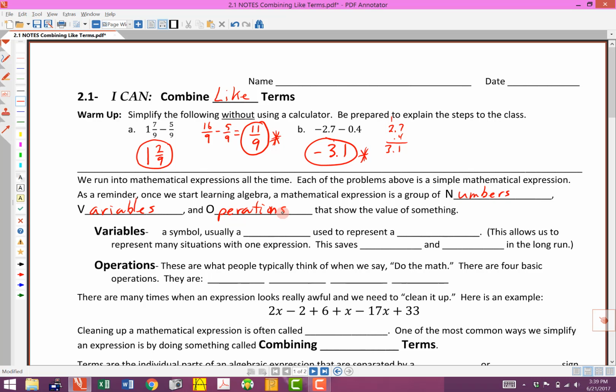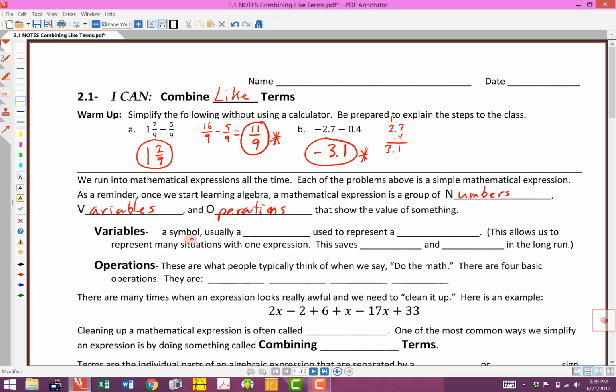We'll run through those again as well. So a mathematical expression is a group of numbers, variables, and operations that show the value of something. And we'll deal with a lot of different expressions, and you'll get used to the way they work and that sort of thing. So let's talk about variables for just a second.